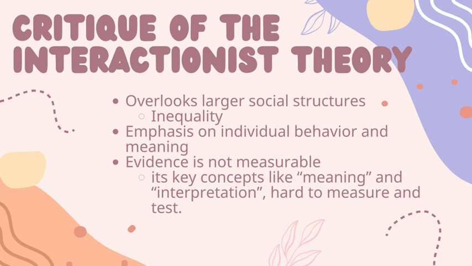Many critics of interactionist theory believe that it overlooks larger social structures, such as inequality, and puts too much emphasis on individual behavior and meaning. In other words, the theory doesn't fully take into account how much external social forces limit one's actions and perceptions of others. The personal responsibilities of an individual require things that are out of their control.